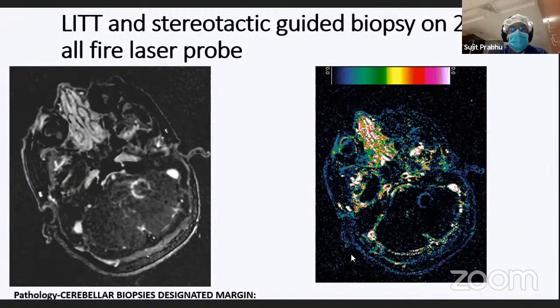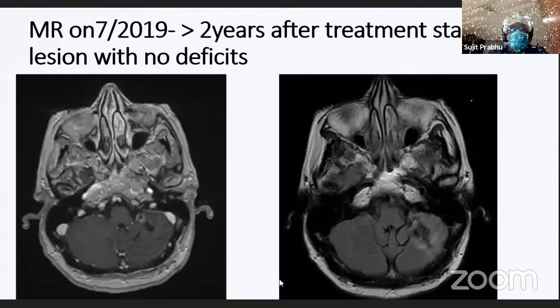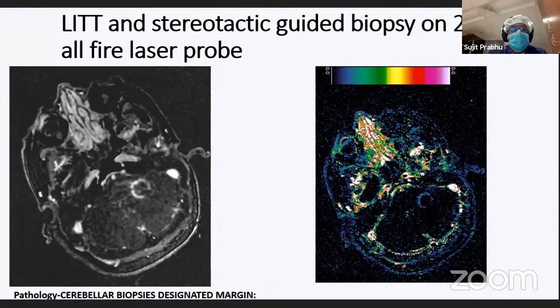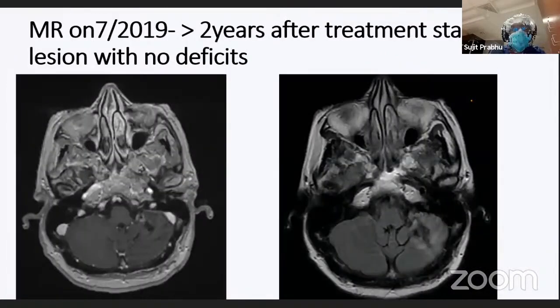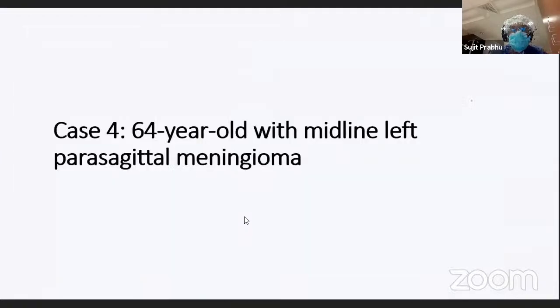a good treatment result. Again, in this case, the pathology was consistent with tumor along with necrosis, and you can see these scans are now 2 years after treatment with a very stable appearing lesion. So this is clearly a small lesion which significantly benefited following laser interstitial thermal therapy.